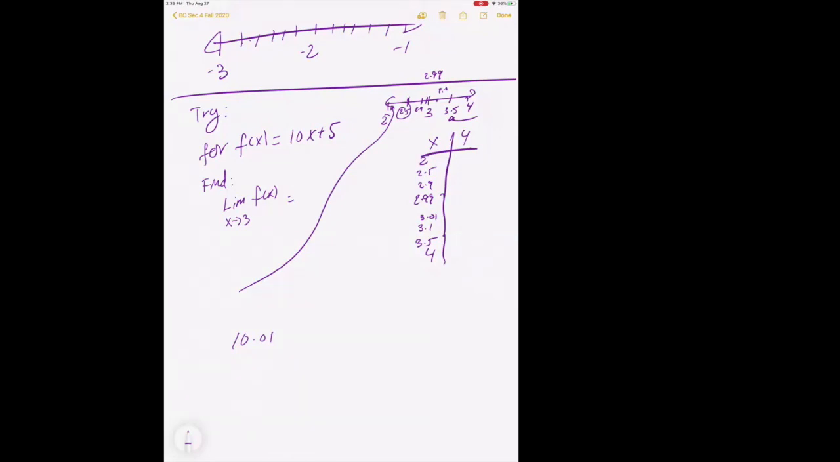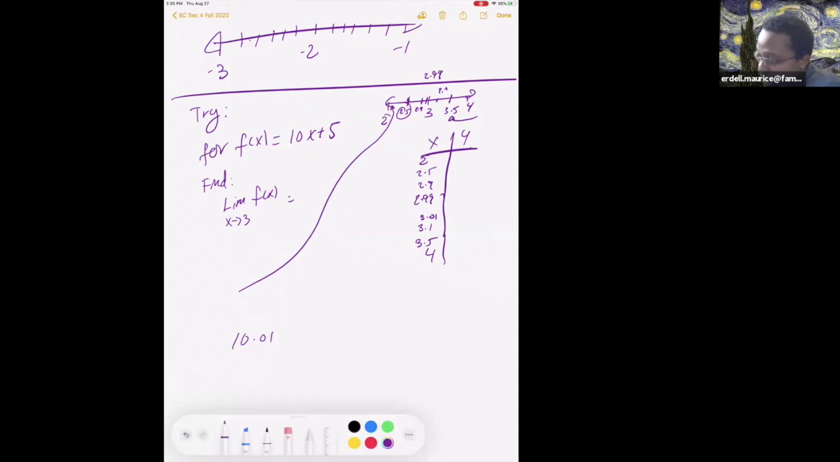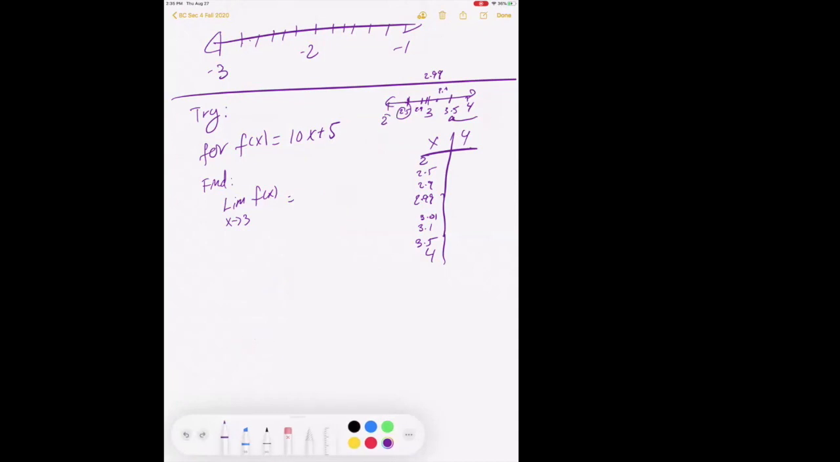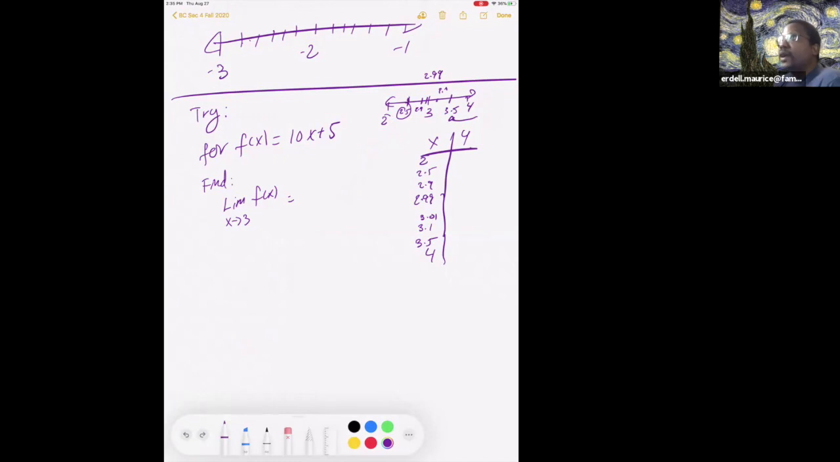Mr. Maurice, I have a question. After you do the table and everything, how do you determine what the next step is after you plug in all the numbers for the y? You have to look at the y values and see if there's a pattern developing. Is there a number that's squeezed in between two sets of values? If there is, that number will be a limit.